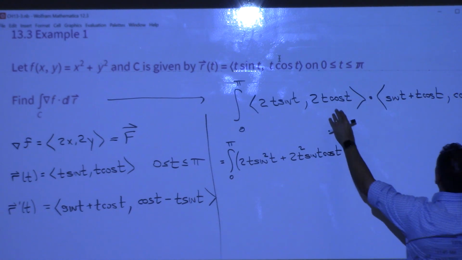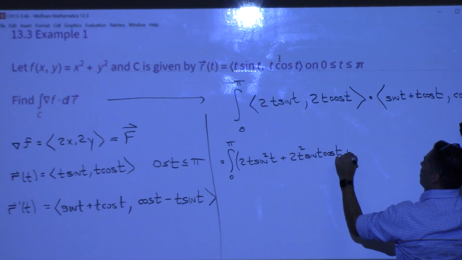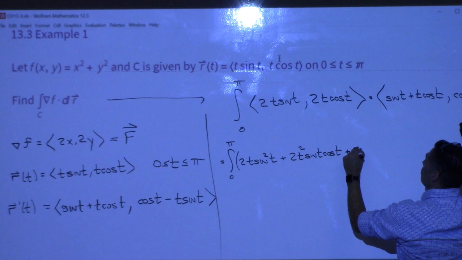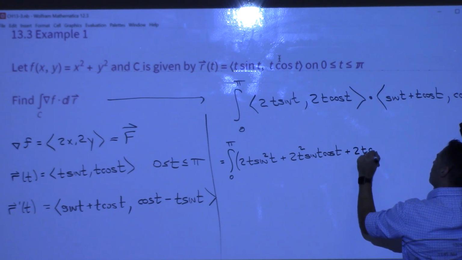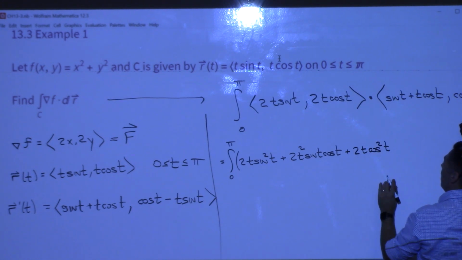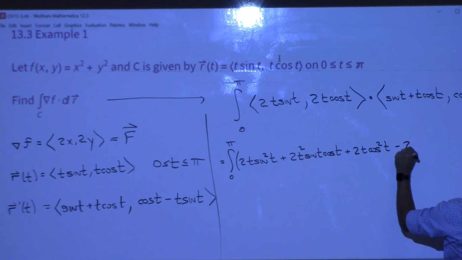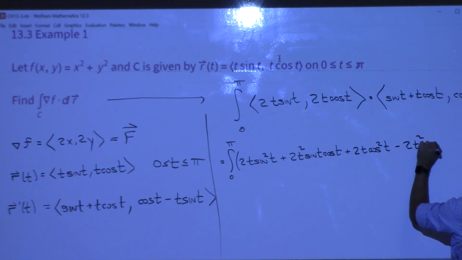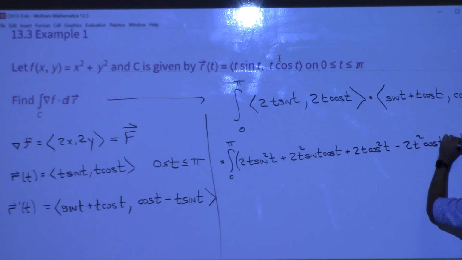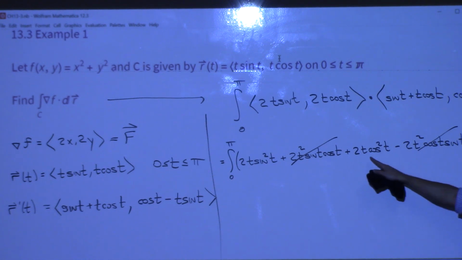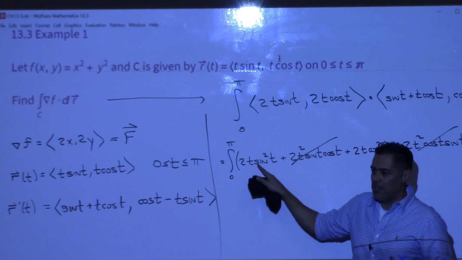And then I have to do this one with this one. So plus 2t cosine squared t. I'm kind of happy to see that. And then this one, oh wait, hold on. Minus 2t squared cosine t sine t. I think some things are going to cancel and become nice. Those are gone, that's good news. And then these are both 2t cosine squared t and 2t sine squared t.